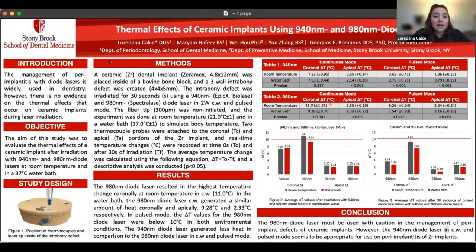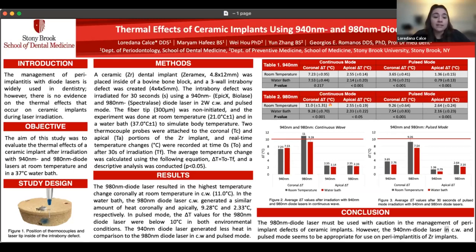So good morning, everyone. My name is Loredana Calci. I am a first-year perio resident at Stony Brook University School of Dental Medicine in Stony Brook, New York. And this morning, I will be discussing the thermal effects of ceramic implants after using a 940 nanometer and 980 nanometer diode laser. A brief introduction: the management of peri-implantitis with diode lasers is widely used in dentistry.